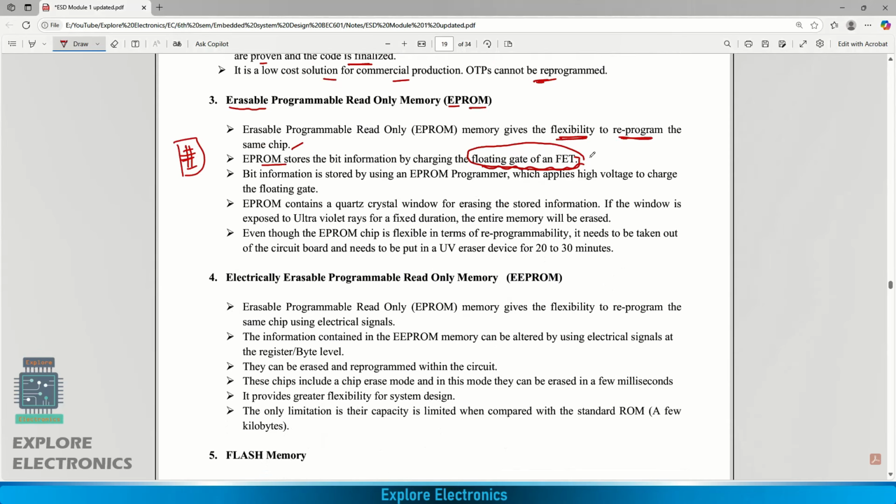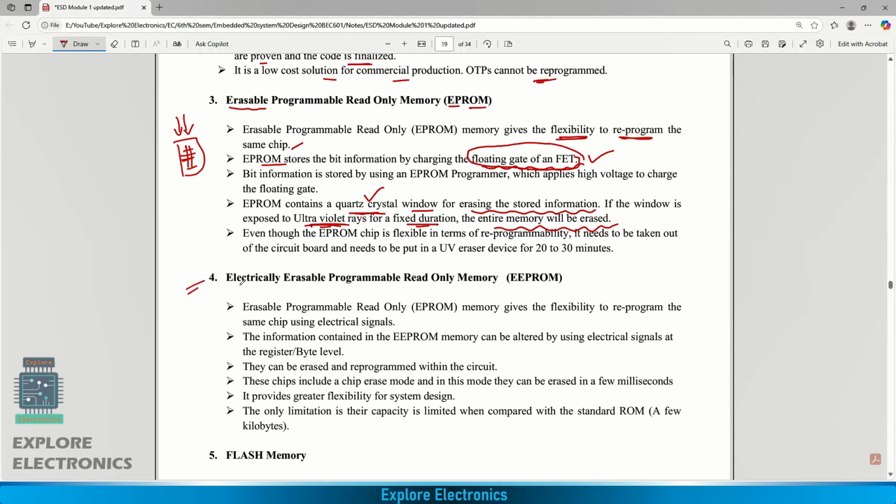Erasable programmable means we will be having the floating gate FET concept, and it will contain a quartz crystal window for erasing the stored information. So these are the processes of how programming and reprogramming is done, and how we are going to erase it. The quartz crystal window is there for erasing the stored information. If the window is exposed to UV rays, then for a fixed duration the entire memory is erased. By blowing UV rays into the chip, we can erase it, right?